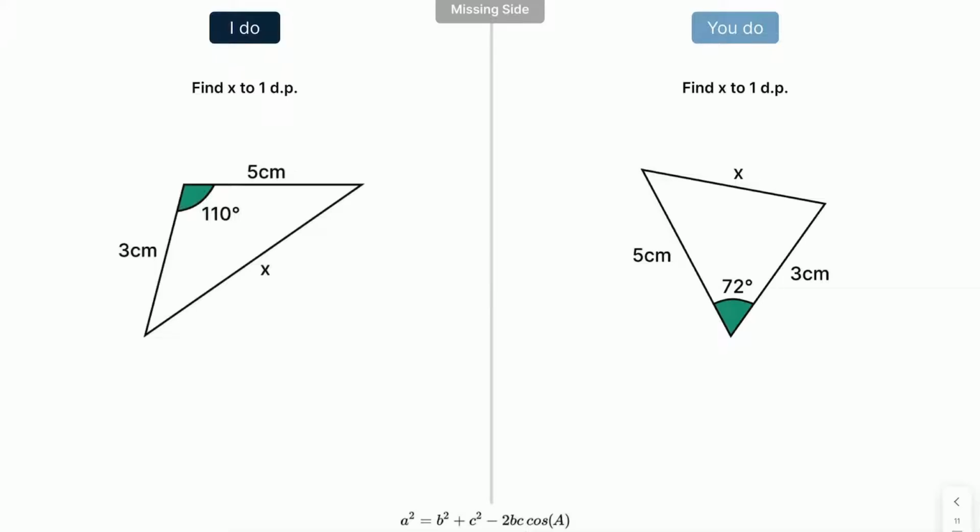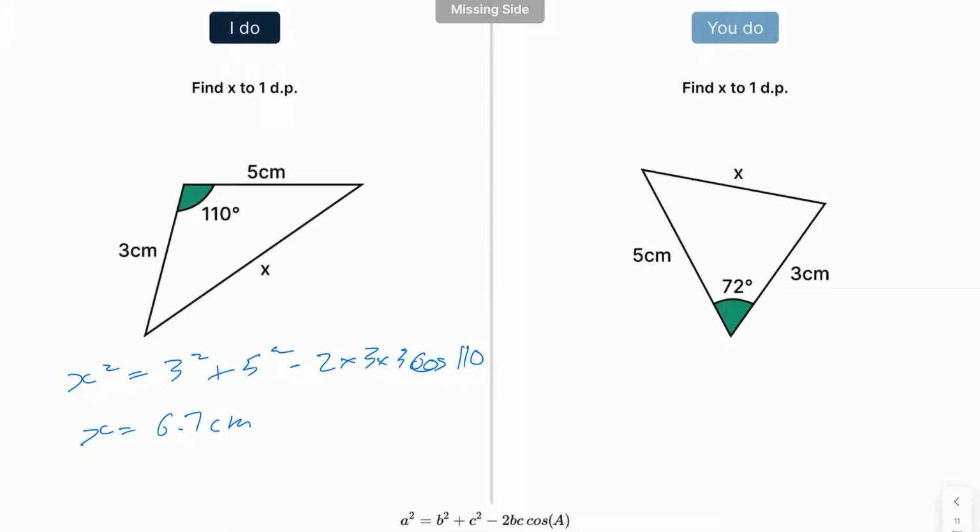We are looking for a side. We straight away realize that we can't use the sine rule. So we're going to use the cosine rule. So that then means x squared is equal to one side squared plus the other side squared minus 2 times 3 times 5 times cos of 110. And if you type that into your calculator and square root it, you get your answer as 6.7 centimeters to 1 decimal place.